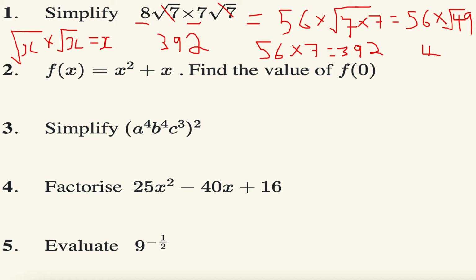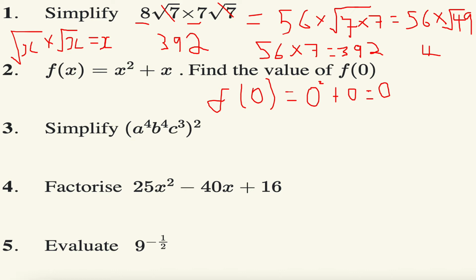This is question number 2. F of x equals x squared plus x. Work out the value of f of 0. Well, substituting in x equals 0 into my function, I get 0 squared plus 0, which the answer is just 0, because 0 squared is 0 plus 0 is 0.